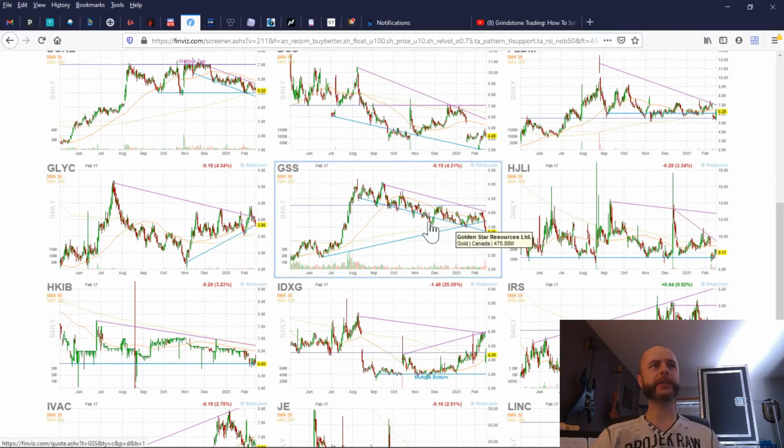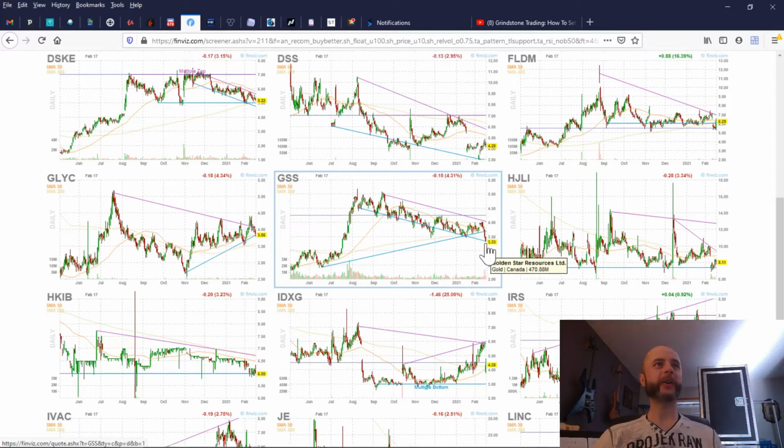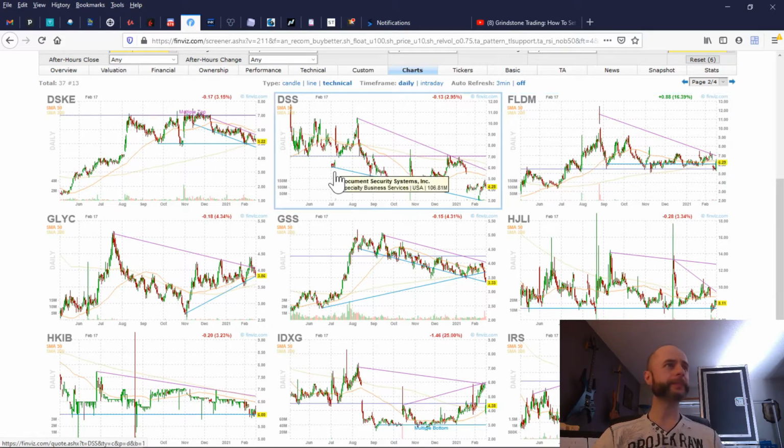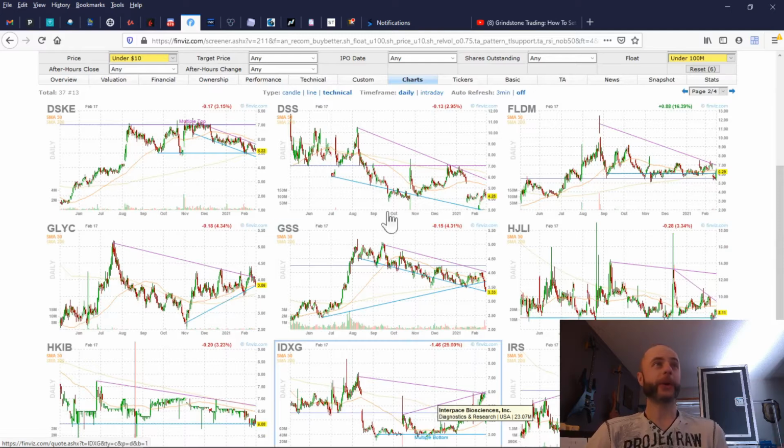GSS here, this is bouncing off of support. It's descending support though, coming down. It could reverse and pop up to about the 4 level, and this is the point where it would likely do it, but I don't know, I'm not super thrilled on that one. FLDM, same thing. You can see the big purple support line here where it's just bouncing. The ones that I'm crazy about are the ones we're already playing.